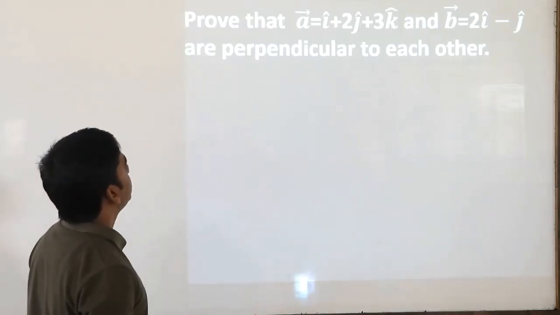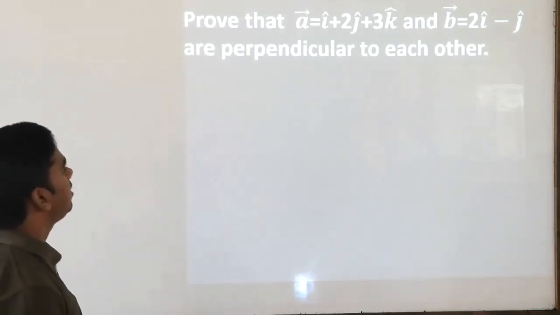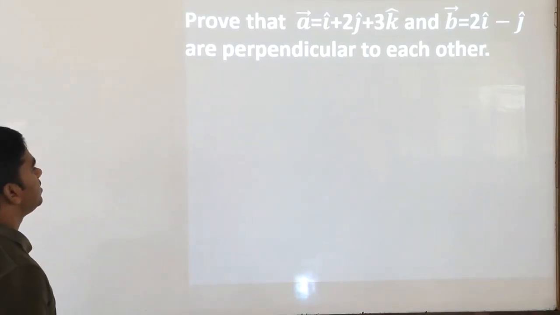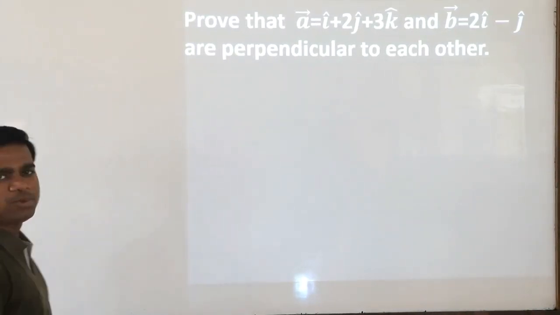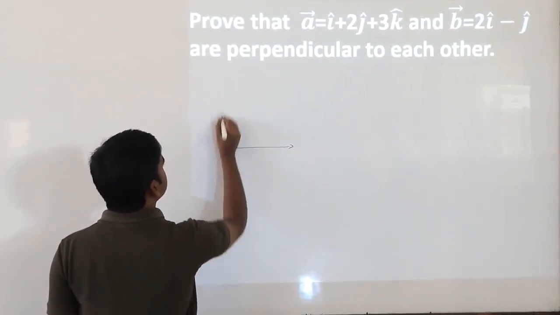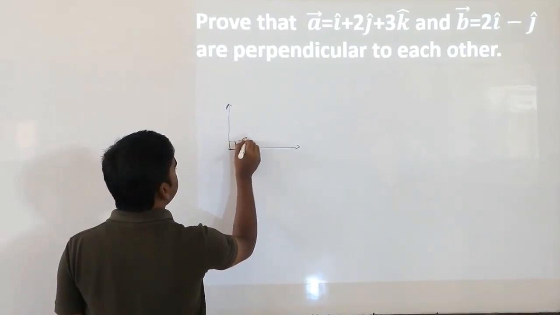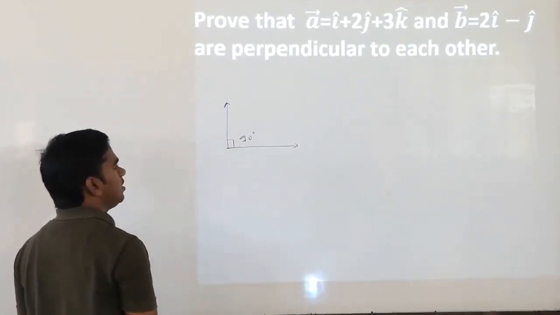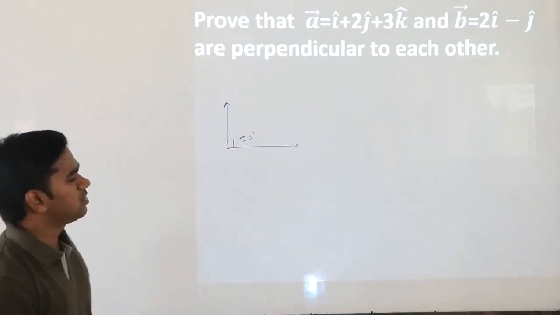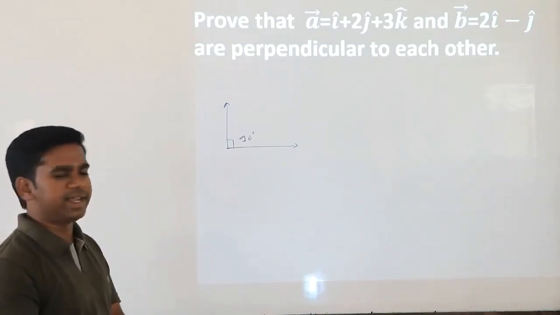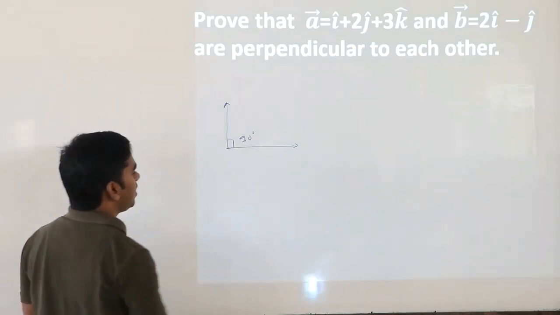Next question. Vector A is given as I cap plus 2j cap plus 3k cap, and vector B is given as 2 I cap minus j cap. We have to prove that they are perpendicular to each other. Perpendicular means 90 degrees to each other. If two vectors are at 90 degrees, either you can go with the dot product or the cross product. But the cross product is a little complicated and time wasting. So you can take the dot product.